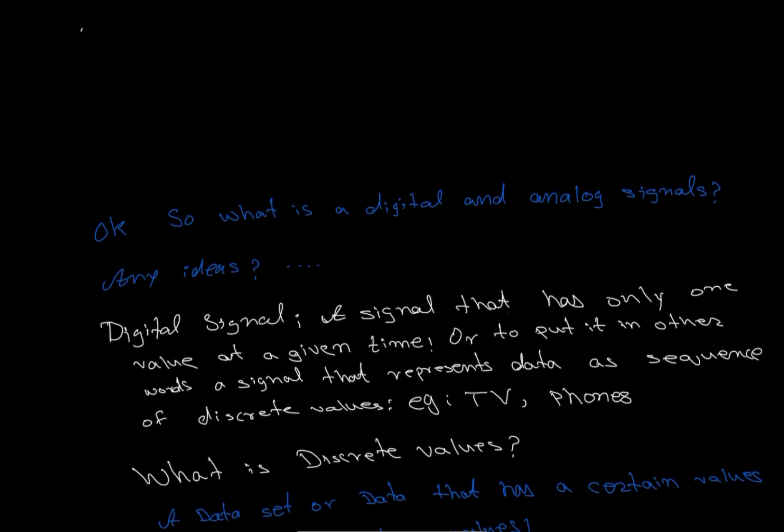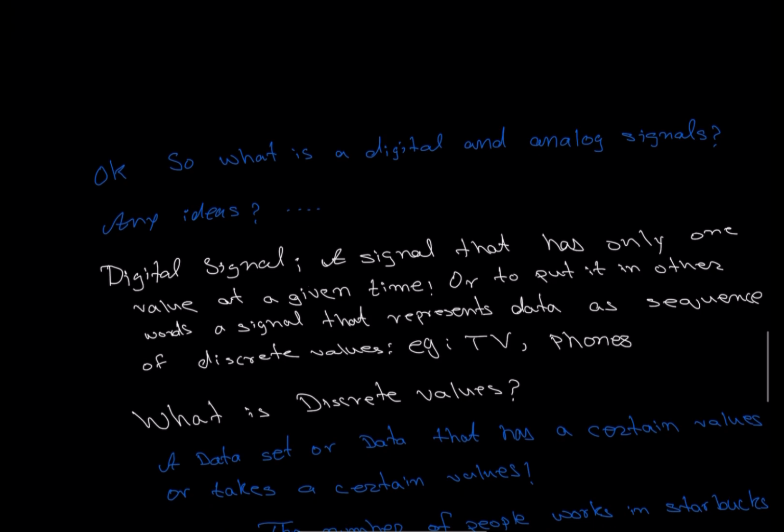Digital signal, a signal that has only one value at a given time. Like I said, like the high beam example. If it detects a car, it will turn off. If it doesn't detect a car, if it detects darkness, it will turn on the light. It has only one value at a given time. Or to put it this way, a signal that represents data as a sequence of discrete values. For example, TV, phones, high beam lights, and everything that has digital circuitry.